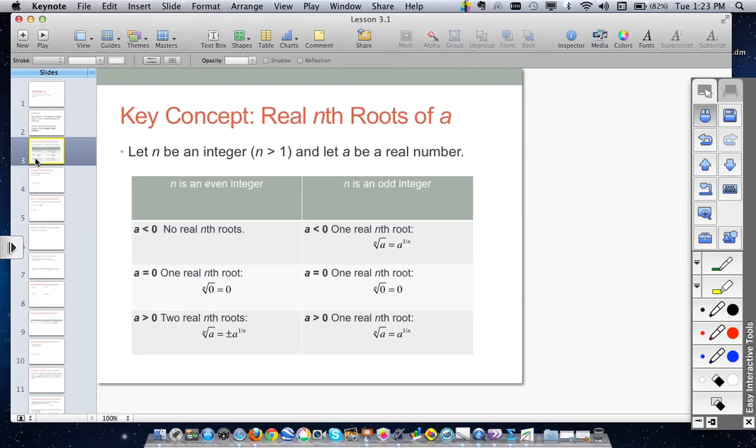All right, let's take a moment to look at this chart. In fact, you'll probably want to pause the recording so that you can write down some of this important information. What this is showing us is that if we are trying to find the nth root of something, and n is an integer, and a is a real number, some random real number, this is how we can figure out what kind of roots we're going to have, what kind of answers we're going to have.